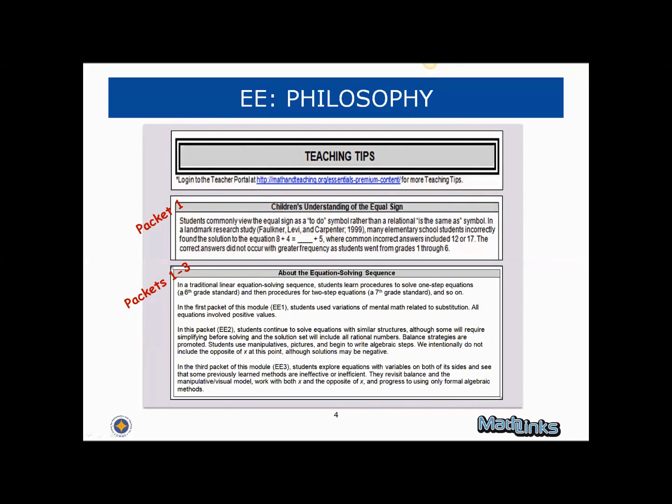Strong research suggests that many children incorrectly view the equal sign as a to-do symbol rather than an "is the same as" symbol. And the majority of us are visual or tactile learners. Therefore, we take a pedagogically different approach to the equation solving sequence. Teaching tips in the front section of each packet shed light on this research and our rationale, and I encourage you to read about it.